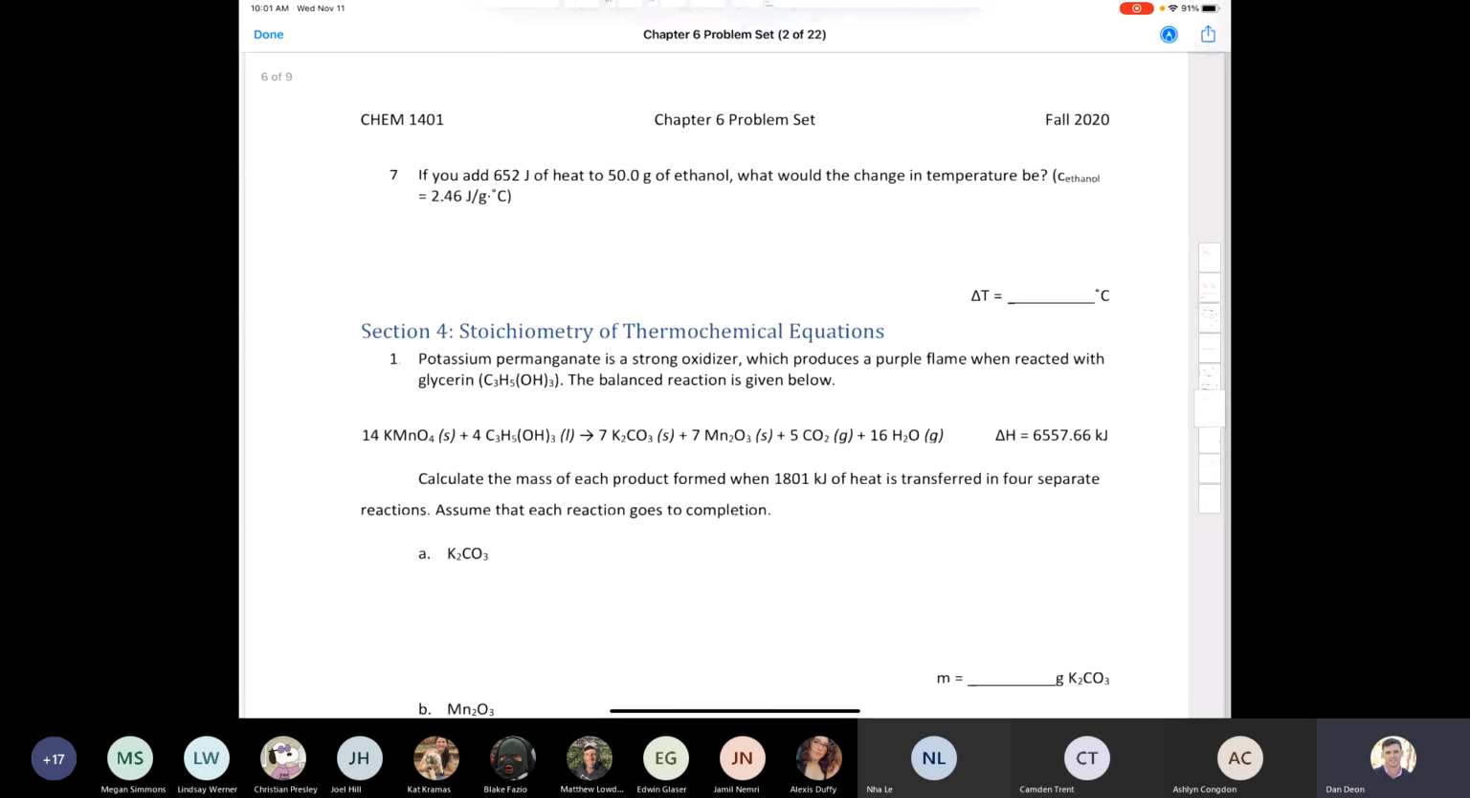Okay. Here we go. If you add 652 joules of heat to 50 grams of ethanol, what would the temperature change be? Okay, let's try it. Let's do the old Siri timer here. We'll do one more like that.